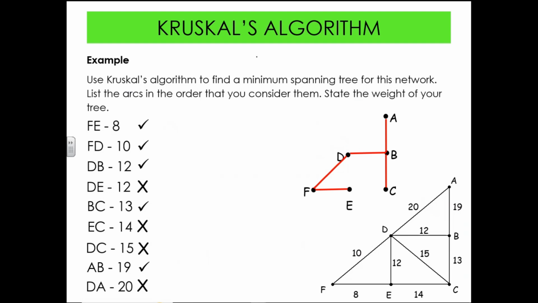Those ones that we've ticked there, they are the minimum spanning tree. It says list the arcs in the order that you consider them. The solution hasn't listed them, but I would write them out. I'd write FE, FD, DB, and so on. And state the weight of your tree. So add up the ones you've got ticks next to, which gives you 6.